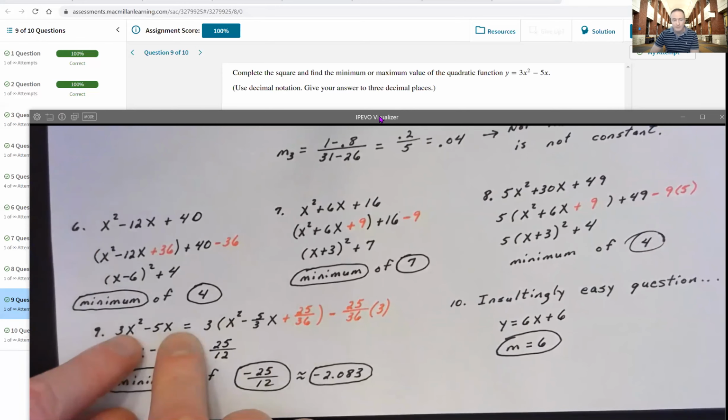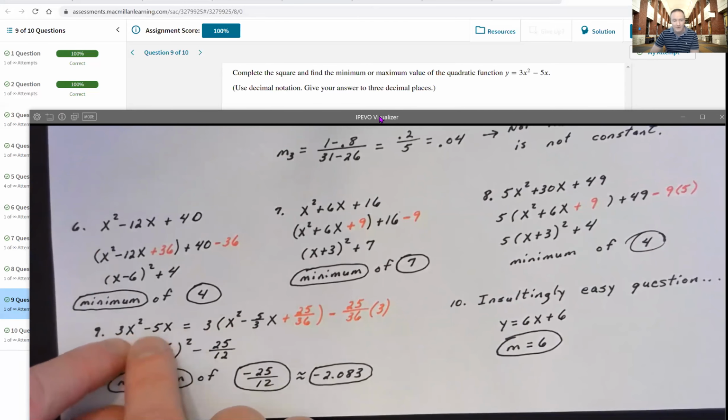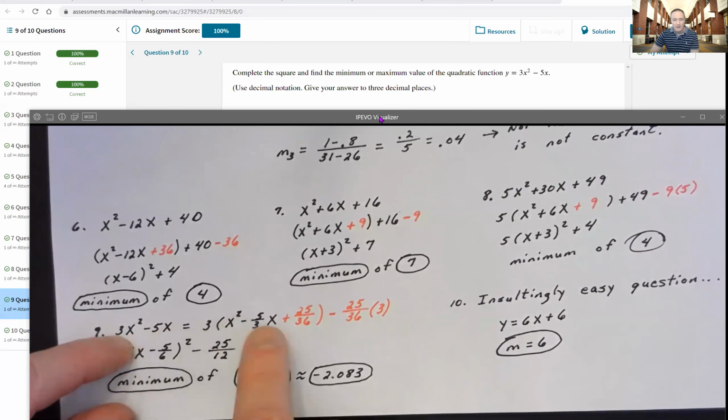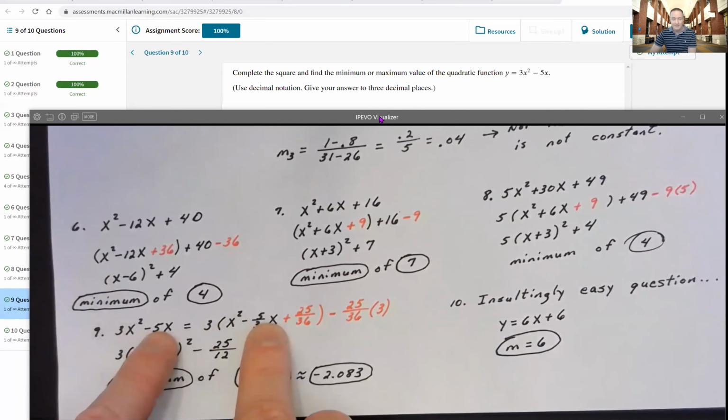The only way that that's going to be a perfect square trinomial is if I factor out that leading coefficient of 3. I did that. Now, 3 doesn't divide into 5. That's no big deal. Just write that second term as 5/3 x. Please understand, if you distributed this 3 back through those first 2 terms, you would get this back.